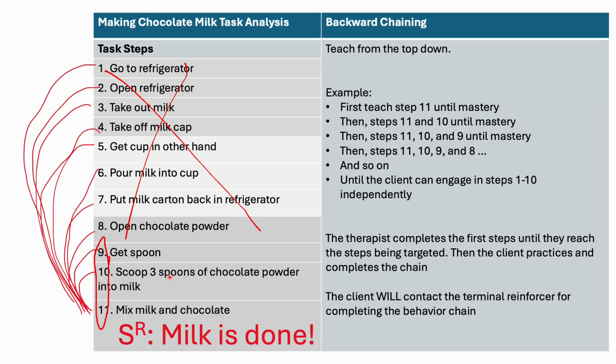And then once these 3 steps are mastered together, they're occurring sequentially and independently, we can go ahead and add step 8. And then once steps 8 through 11 are mastered, we can go ahead and add step 7. And so we'll work on 7 through 11 and so on and so forth until eventually you work your way all the way up the task analysis. And then finally you present the entire task together. And then eventually they're working on steps 1 through 11. And that would be your last step in the task analysis.